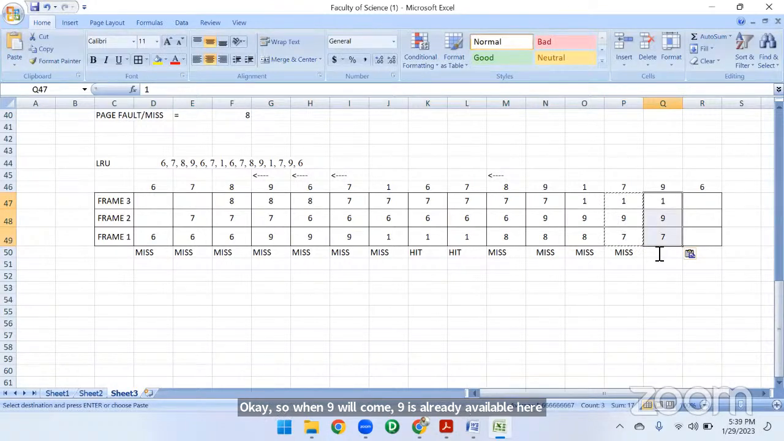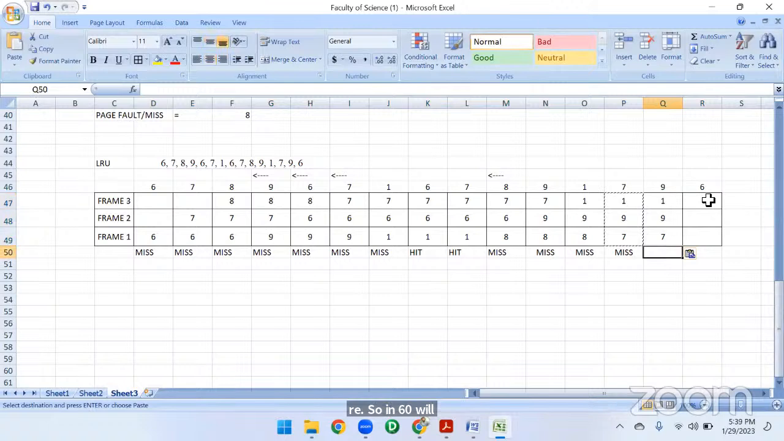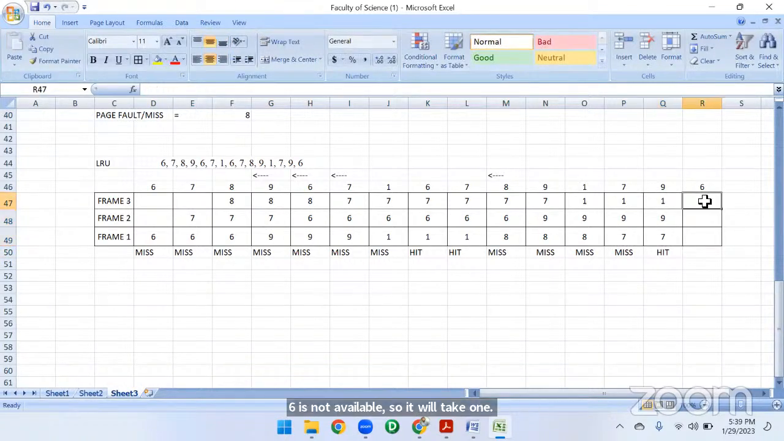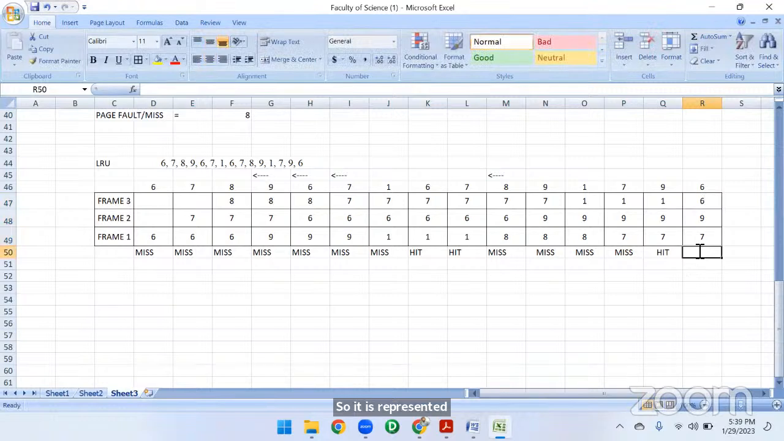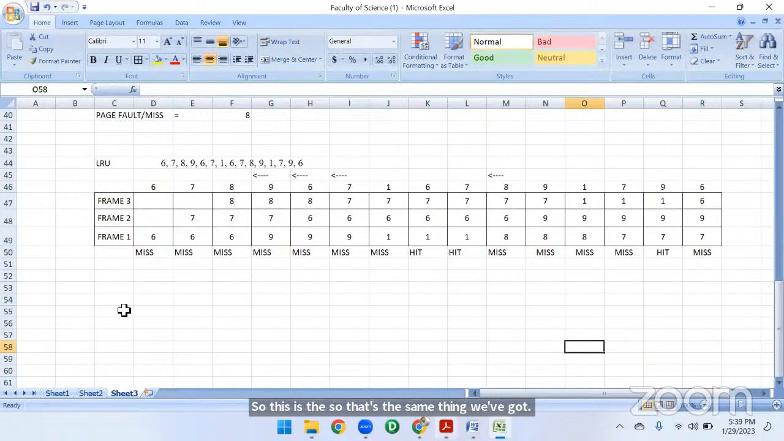So when 6 comes, 6 is not available. So it will check 1. I mean, 1 is from the last period, used least. So it is replaced with 9 and 7. Right. So this is the 1, 7. The same thing we got. Yeah, only 3 hits we got.